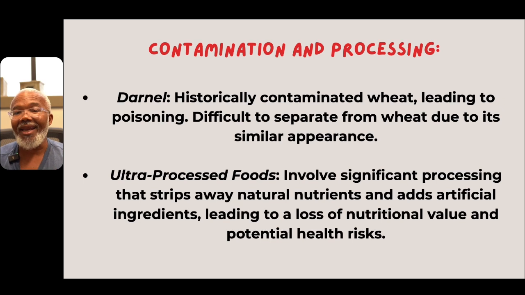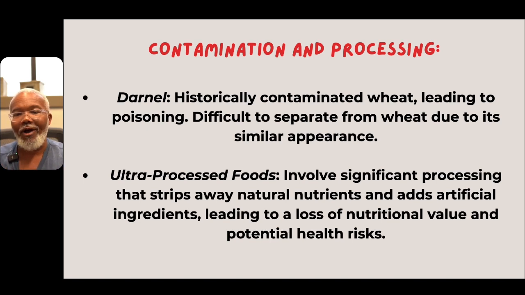Contamination and processing. Darnel historically contaminated wheat, leading to poisoning. It is difficult to separate from wheat due to its similar appearance. Remember, they both kind of look alike until they become ripe. Then you can tell one from another. But growing up together, you can hardly tell the difference between the two. Even with the seeds, it's the same. The seeds look just about alike.